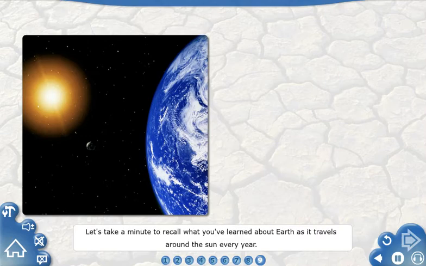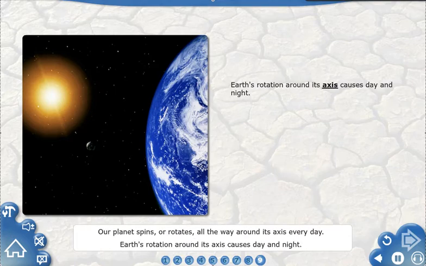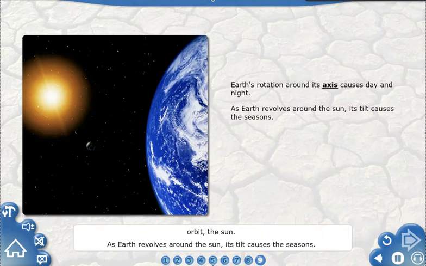Let's take a minute to recall what you've learned about Earth as it travels around the sun every year. Our planet spins, or rotates, all the way around its axis every day. Earth's rotation around its axis causes day and night. It takes one whole year, about 365 days, for Earth to revolve around, or orbit, the sun. As Earth revolves around the sun, its tilt causes the seasons.